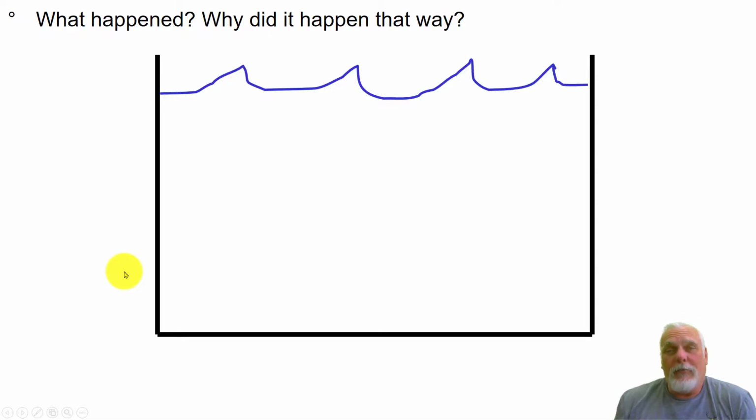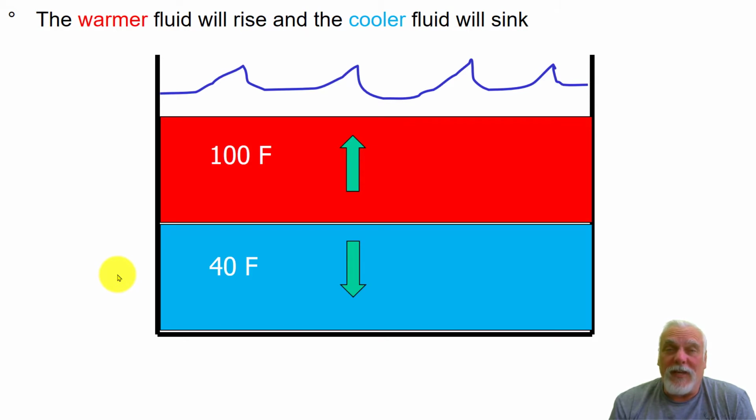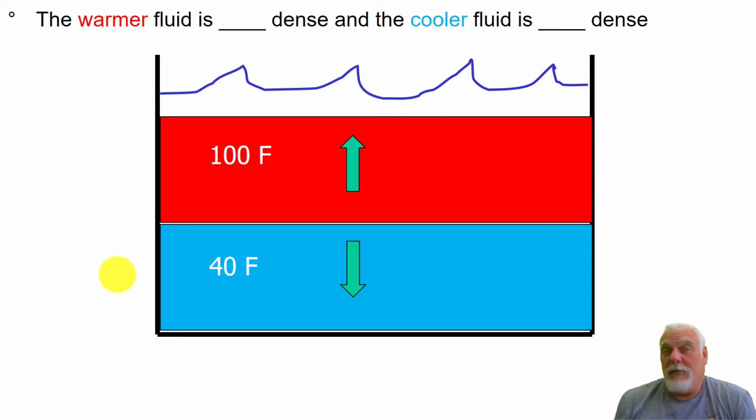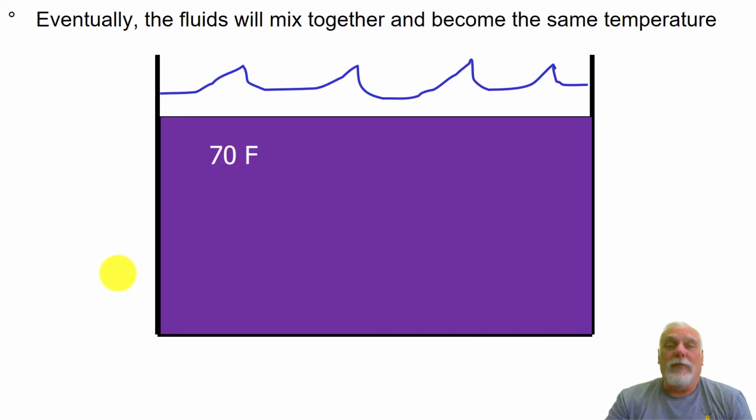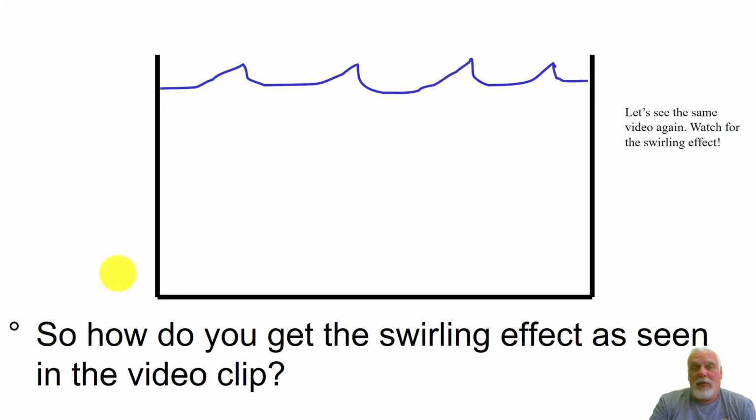So what happened? Why did it happen that way? The warmer fluid, in this case the red water, will rise, and the cooler fluid, in this case the blue water, will sink. The warmer fluid is what? If it rises, if it floats in the cooler fluid, well then the warmer fluid must be less dense and the cooler fluid must be more dense. The more dense fluid is going to sink, whereas the less dense fluid is going to rise. Eventually the fluids will mix together and become the same temperature, and that's why you saw that purplish color. So the red and the blue are going to become purple. Let's repeat watching that video again and watch for that swirling effect.